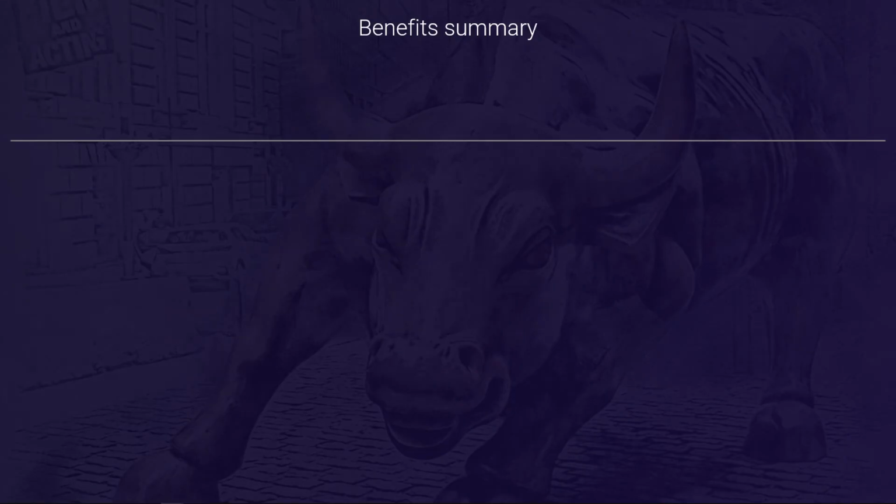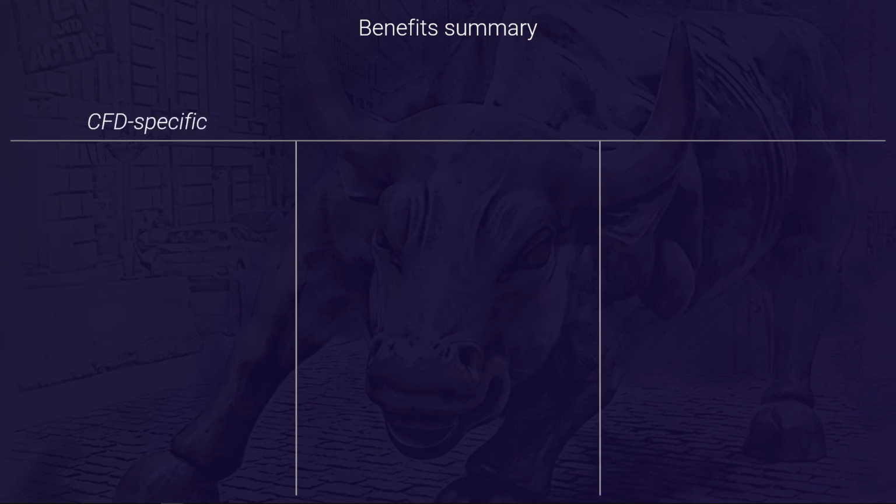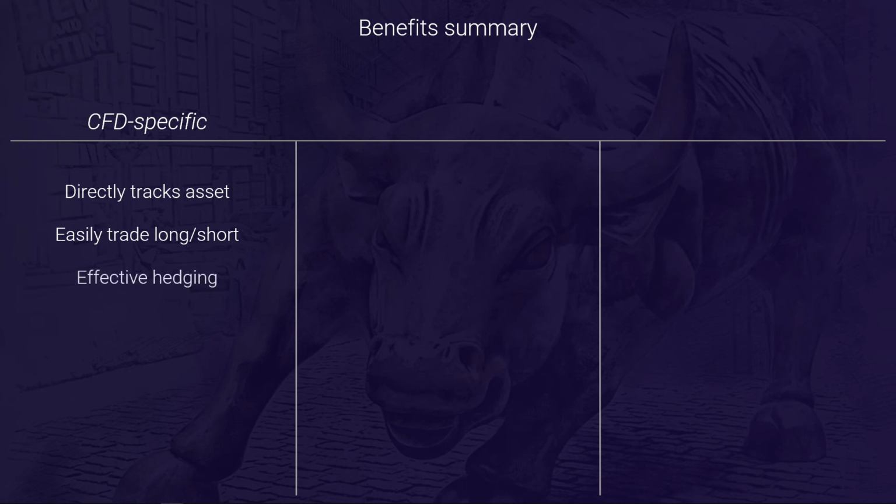So just to try to wrap up the benefits there and put them into perspective in different categories, as we mentioned, the CFD specific benefits include the fact that it directly tracks the underlying asset as opposed to other derivatives contracts, easily tradable long or short, depending upon your expectations of the markets, whether it's positive or negative. There's also effective hedging strategies. Hedging gives you the ability to use a derivatives contract, such as a CFD, of course, to protect an existing asset or existing investment or existing trading position, according again to your market expectations.